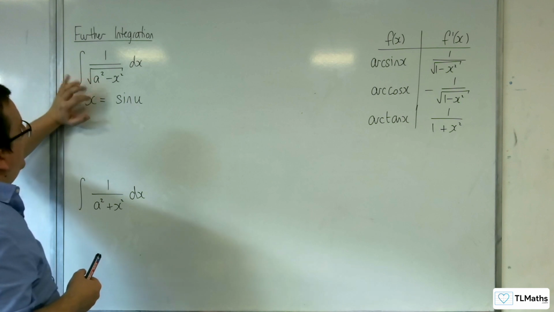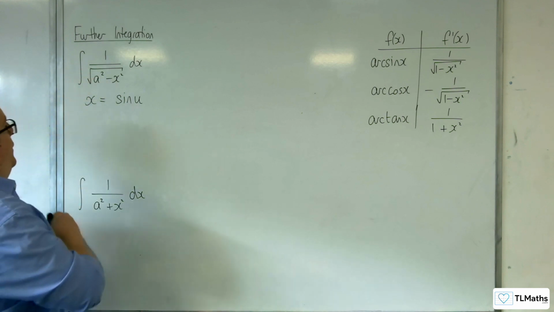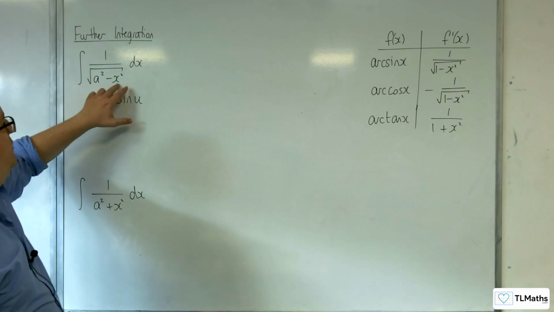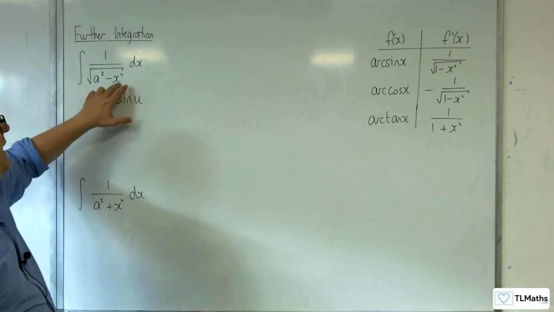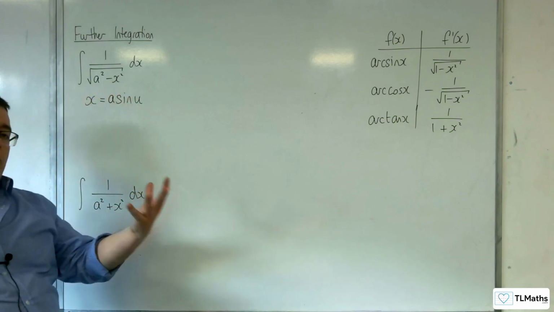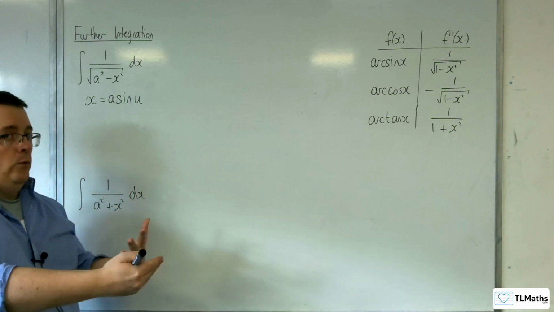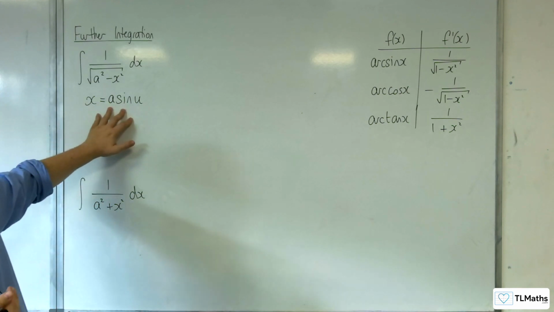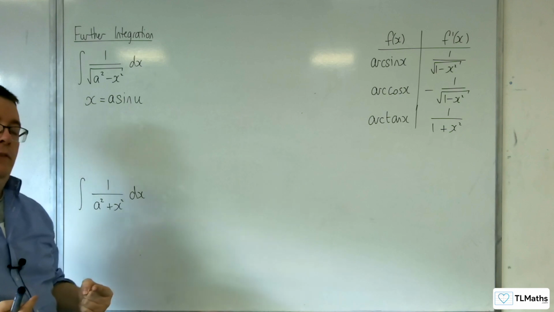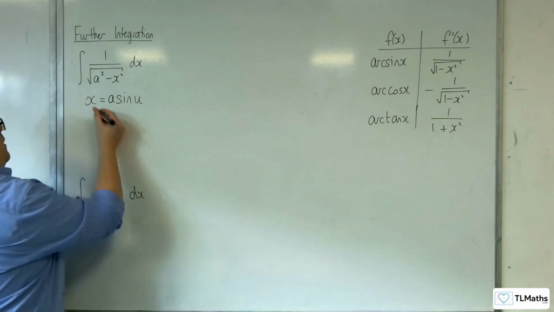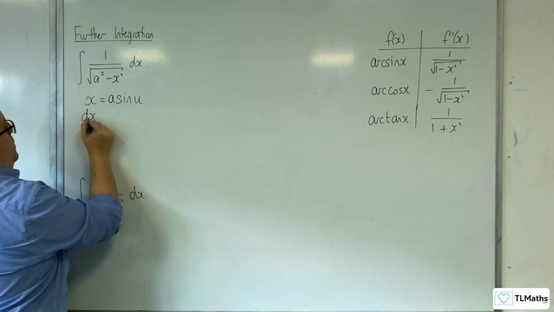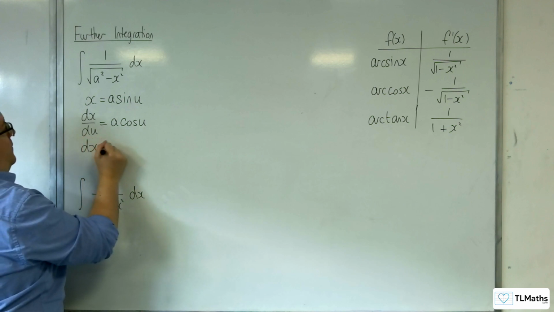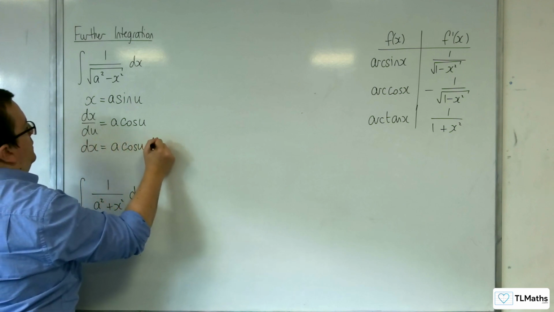If instead we had x equals a times sine of u, then I know that I'm going to be squaring that and getting a squared sine squared. The a squared I can factor out, leaving me with 1 minus sine squared, which is cosine squared, which I can square root. So this substitution will allow all of that process to work behind the scenes. Okay, so let's see it work. dx by du would be a cosine u. So dx is a cosine u du.